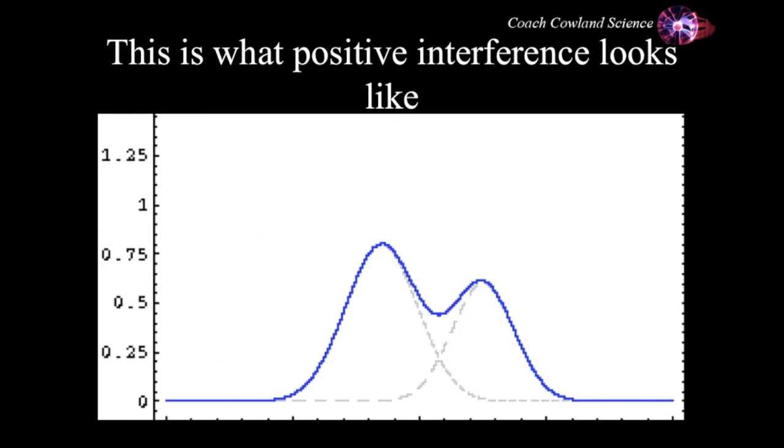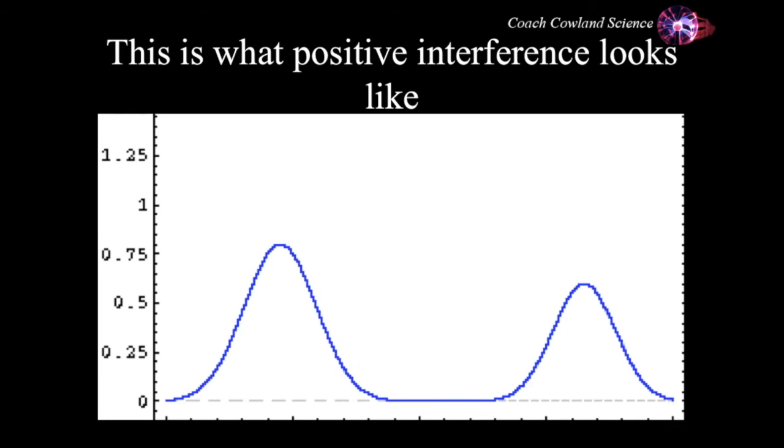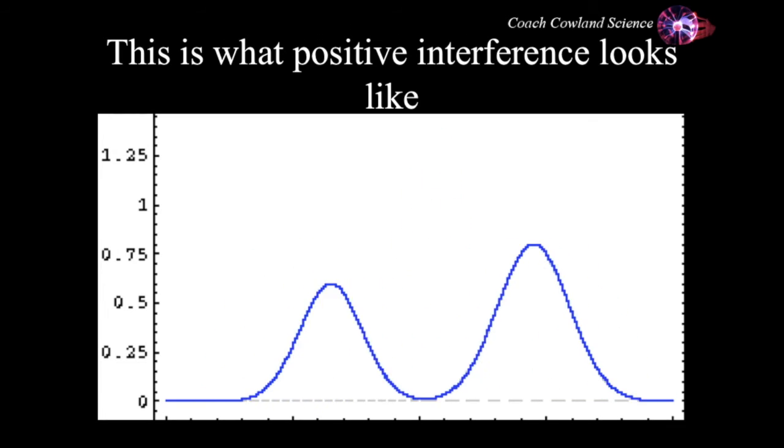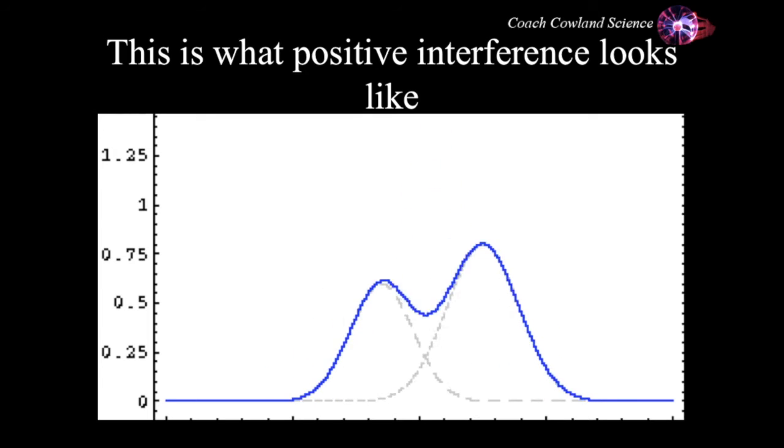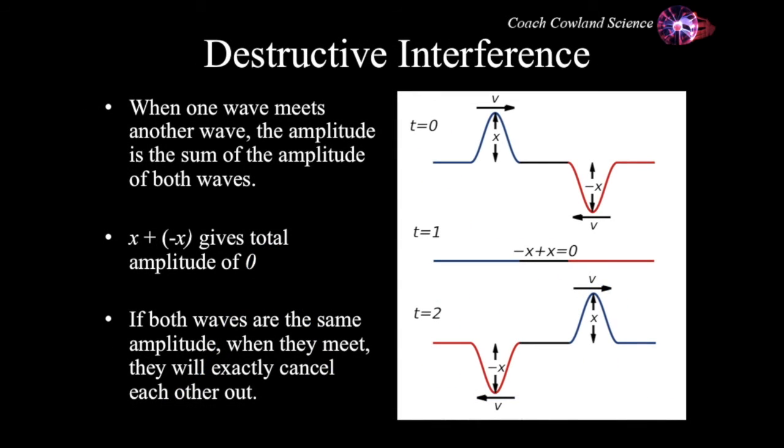So both wave crests travel together, they meet, and the amplitude for the instant that they are together is the sum of the amplitudes of each individual wave. The opposite of constructive interference is destructive interference, where the amplitudes are opposite to each other. When they come together, they cancel each other out, and then they carry on going their own separate ways.